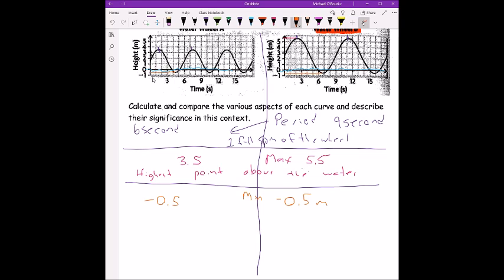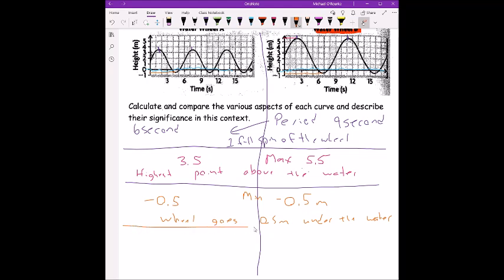So what does that mean in real world terms? In the case of this water wheel, what does that mean? Underwater. How far does the water wheel go underwater? Not just the lowest point, but the wheel goes 0.5 meters under the water. Okay, very good.